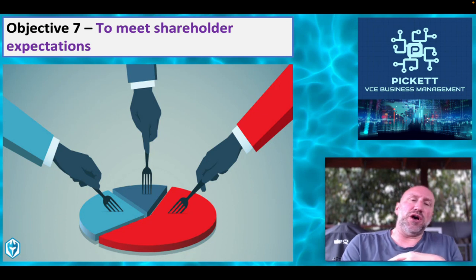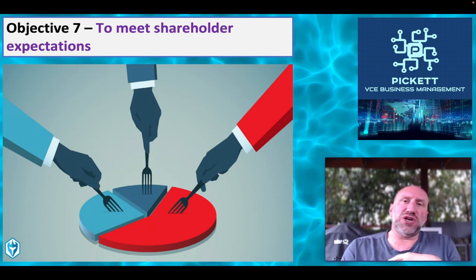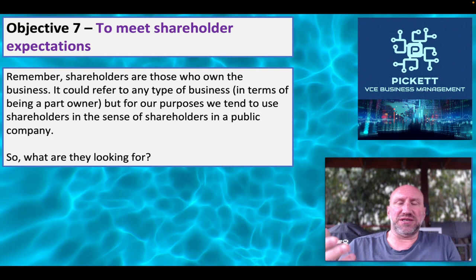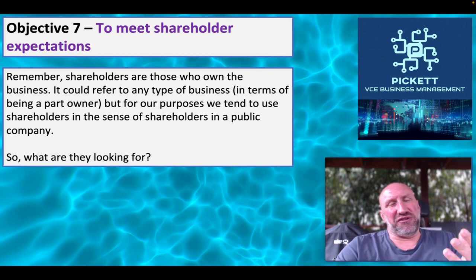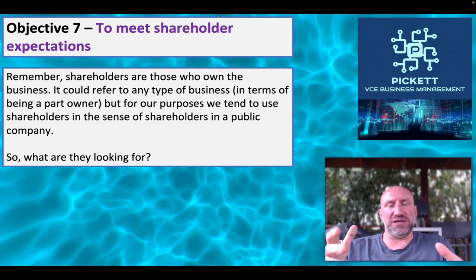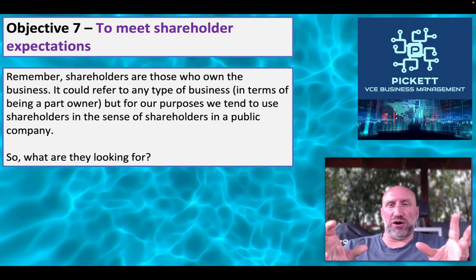The 7th objective in the study design: to meet shareholder expectations. So first off, shareholders. What do we mean by shareholders? Shareholders are people that own the business, or the group of people that own a business. Now, in real life it can refer to any type of business, in terms of you're a shareholder, you're a part owner of a business. But for our purposes in this course, we tend to use shareholders in the context of being a shareholder in a public company. So in other words, if you own shares in Telstra or Qantas or Commonwealth Bank, and so forth, listed on the stock exchange, we tend to use shareholders in that context.